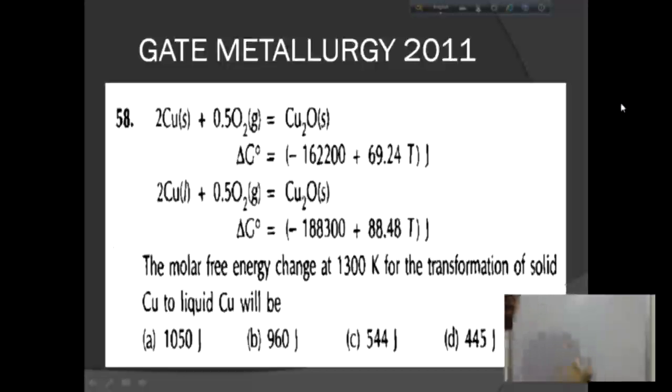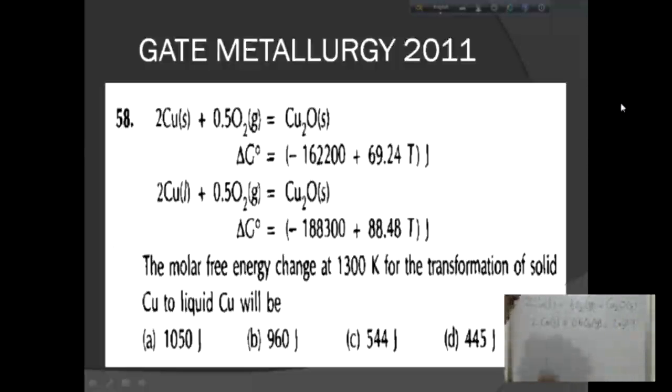So you have been asked to calculate this reaction. Copper solid plus 0.5 O2 gas gives you Cu2O solid, and in another equation, copper liquid plus 0.5 O2 gas gives you Cu2O solid.